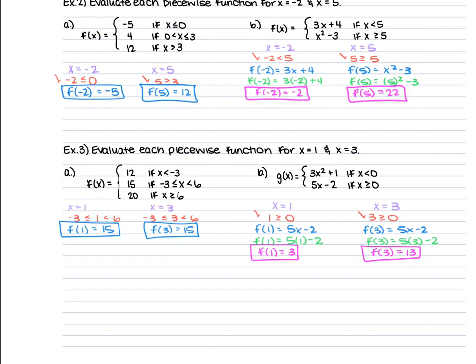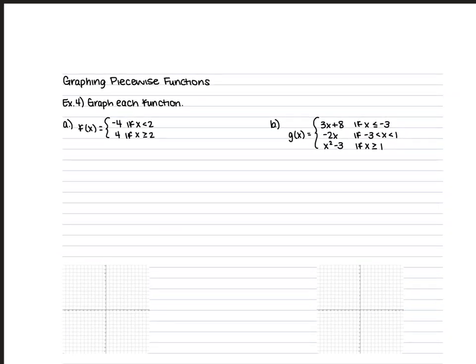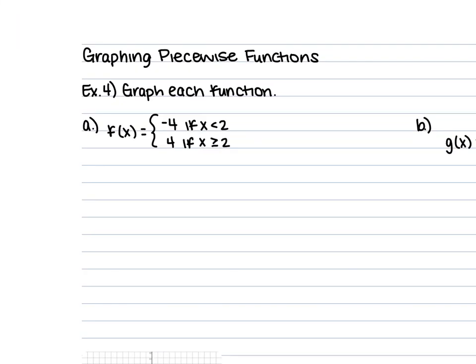For your next part, we are graphing piecewise functions. So when we graph these, we can set up tables, or we can draw our line and erase whatever we are not including. So if we look at our first, we have f of x is equal to negative 4 if x is less than 2, and positive 4 if x is greater than or equal to 2.